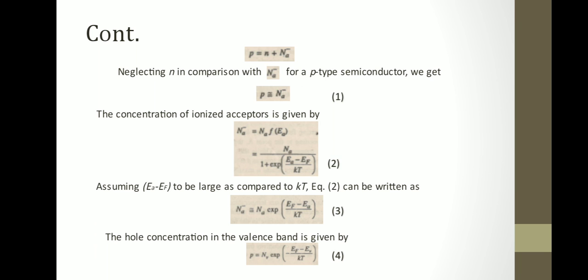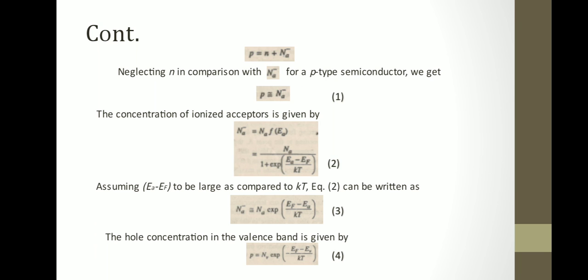We get the concentration of ionized acceptors given by Na negative is equal to Na into F of Ea, which is equal to Na over 1 plus exponent of (Ea minus Ef) by Kt. Assuming Ea minus Ef to be large as compared to Kt, actually Kt is a very small quantity, therefore equation 2 can be written as Na negative is approximately equal to Na exponent of (Ef minus Ea) by Kt, meaning we ignore the 1.